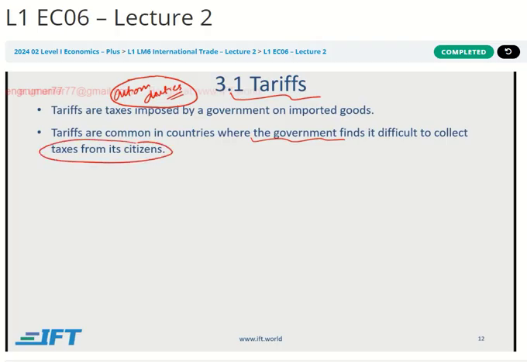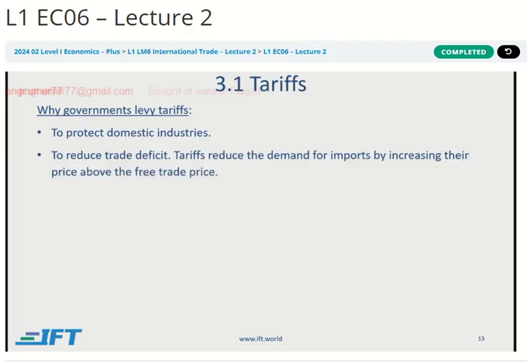If it is unable, or finds it difficult, to collect tax from its citizens, then it can just collect tax at the source of import. So that is relatively easier for the government to do in various countries. So why do they levy tariffs? In addition to the point that it's easy for the government to collect tax this way, it is also, of course, done to protect the domestic industries. It is also done to reduce the demand for imported products by discouraging imports.